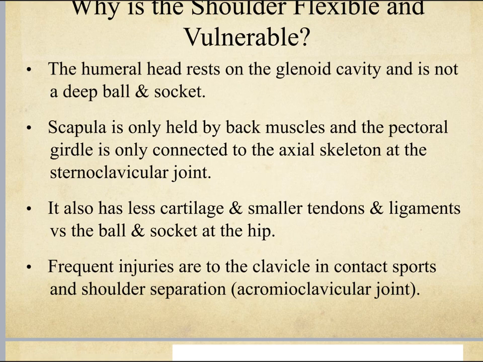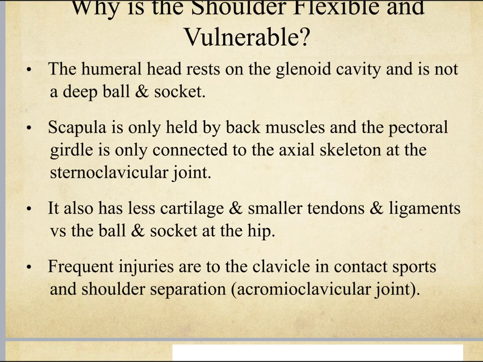Next is the shoulder. Another problem area for sports and high sport-related injuries here. Why is this vulnerable? Why is this a weak joint? But look what we gain. Flexibility. The humeral head rests in the glenoid fossa and is not a deep ball and socket, not like the hip. That is a deep acetabulum, deep ball and socket. The scapula is only held by back muscles, these fixators, and the pectoral girdle is only connected to the axial skeleton at the sternoclavicular joint, this little clavicle holding it in.